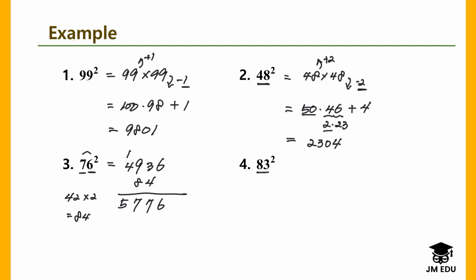83 is not close to 100. So that is equal to 8 squared, 64. 3 squared, 9. 3 times 8, 24, times 2, 48. So write 48 here. Add them. 9, 8, 8, 6. We're done, right?